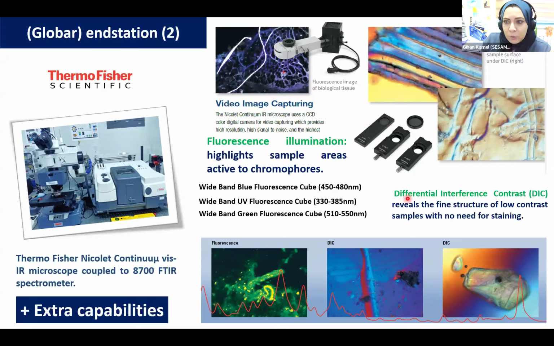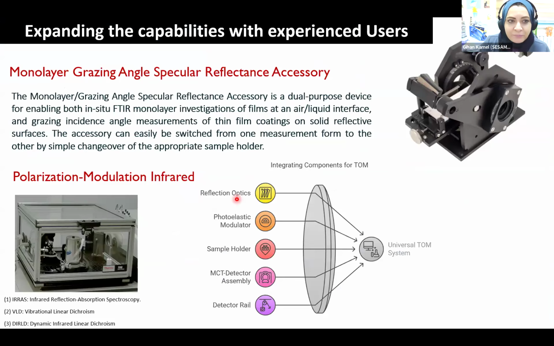Then what you have here is a set of capabilities that, even when this end station is working only with the globar, still provides a lot of important and beneficial opportunities. So with this end station, we can do fluorescence illuminations. We can do differential interference contrast. So it's providing extra capabilities that somehow compensate the lack of the synchrotron.